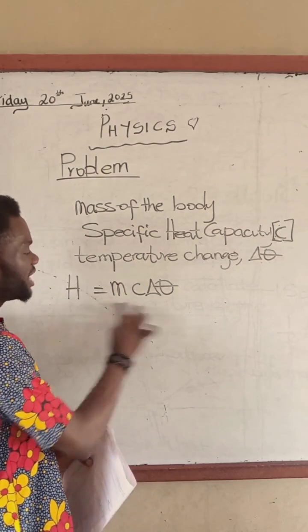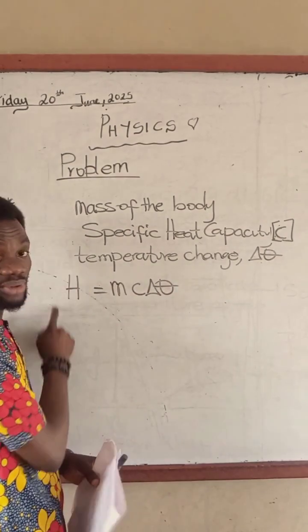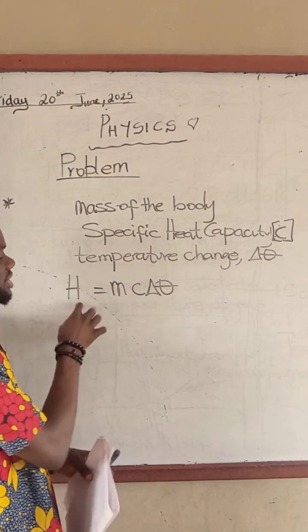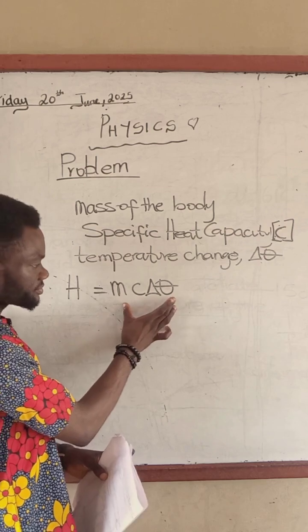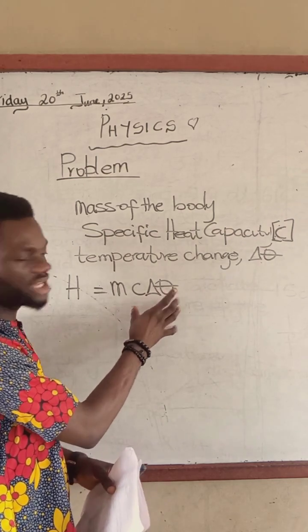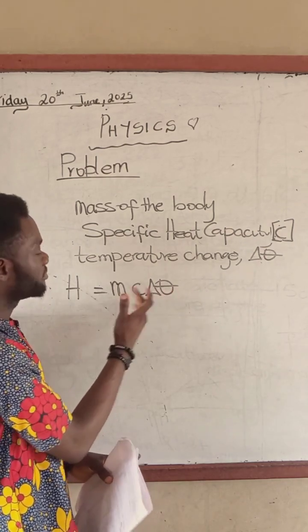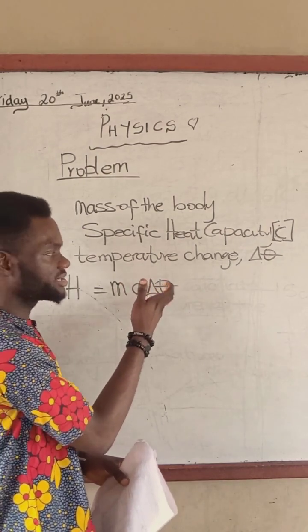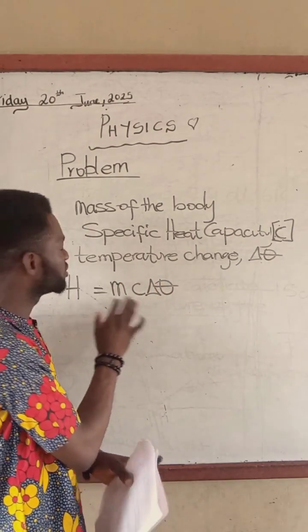So this is the formula that we are going to be applying here, because this formula gives us the heat content a body can possess. It depends on the mass of the body, the specific heat capacity of the body, and the temperature change that body experiences during that time.